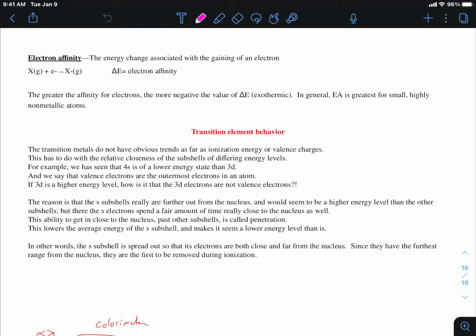Okay, so here's the last topic or two. When we talked about periodic trends, what have we talked about so far? We've said effective nuclear charge, right? Effective nuclear charge is the justification for the atomic radius trend going from left to right. We talked about ionization energy, right?